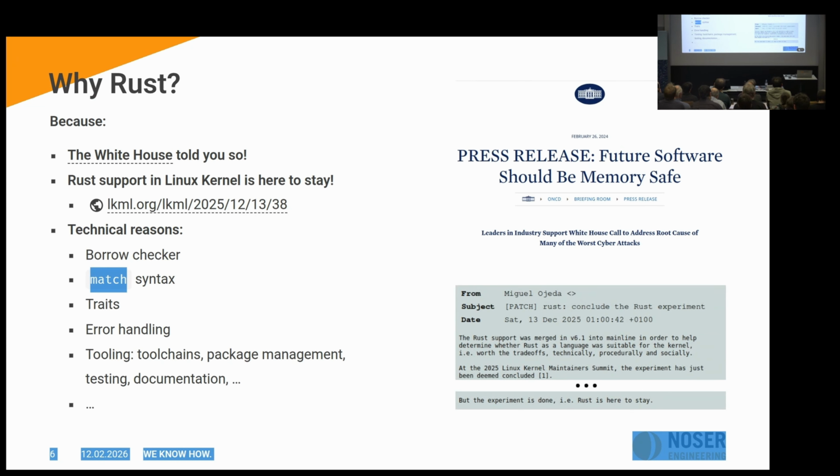So one thing is, as Europeans, we always do what the White House tells us to do, so stick to it. I mean, they mentioned, forget about C and C++, use Rust, it's memory safe. There's also support in the Linux kernel. As you can see below, in December last year, Miguel mentioned in the Linux kernel mailing list, Rust experiment is over, Rust is here to stay. And of course, there are plenty of technical reasons. I mean, just take your favorite AI or search engine, or even better, try it out.